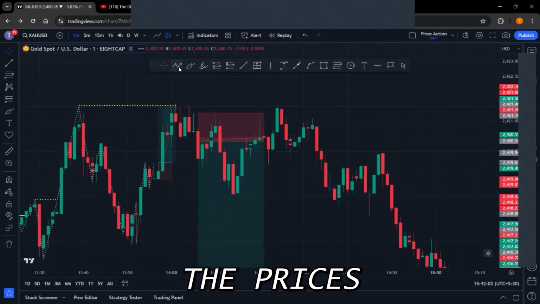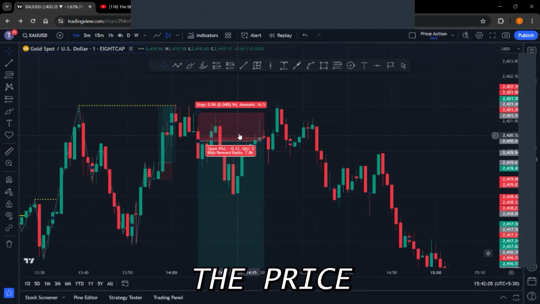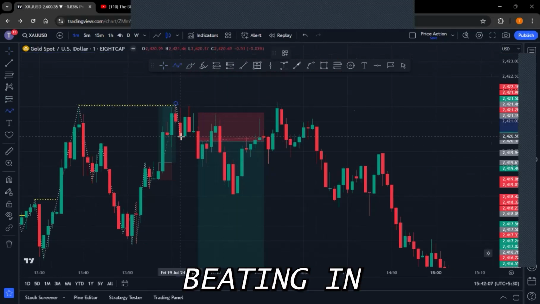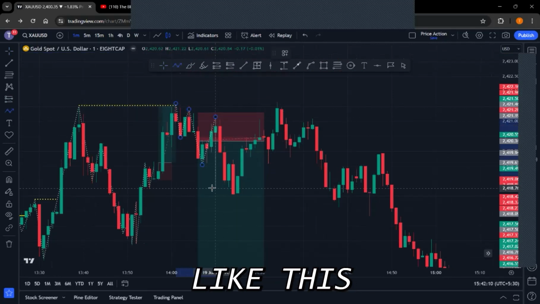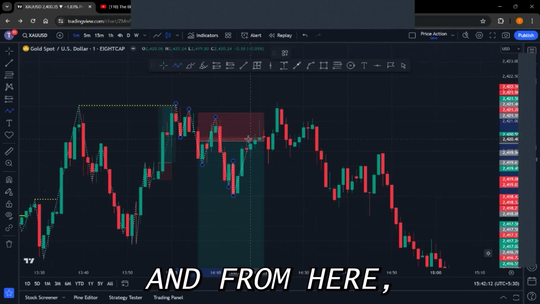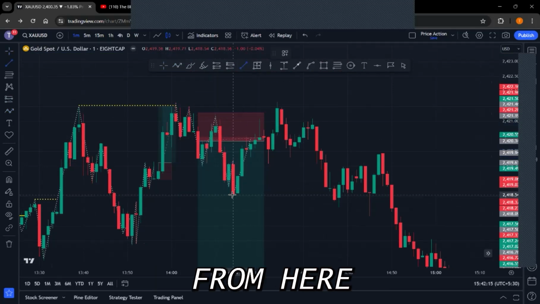So from here, what did happen? As you can see, the price has taken out our liquidity. The price took out the stop loss. Then the price started creating lower highs and lower lows, something like this, and this, and this, and this. And from here, the price created a support.